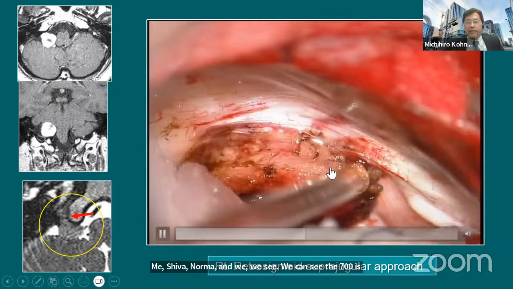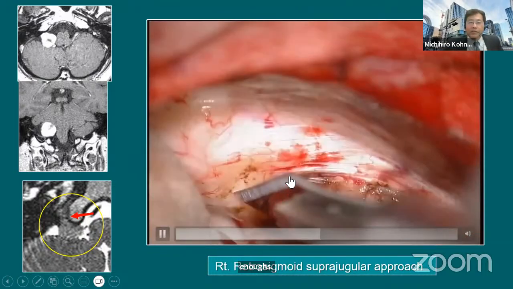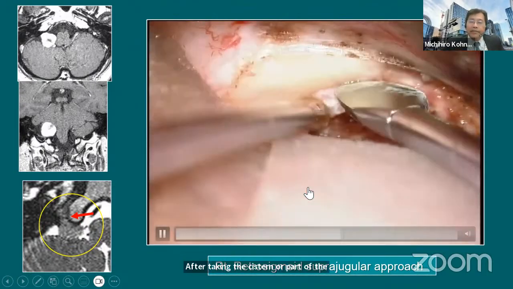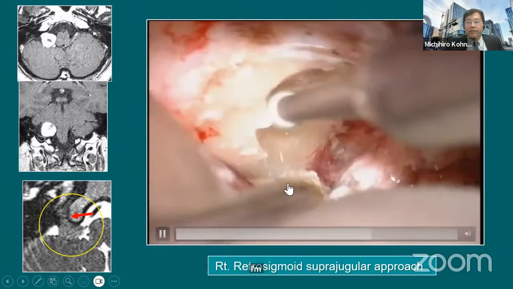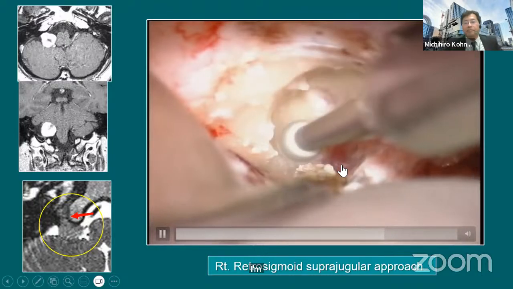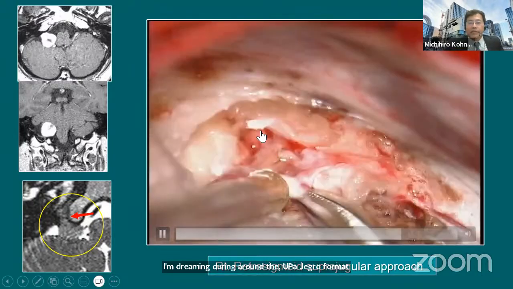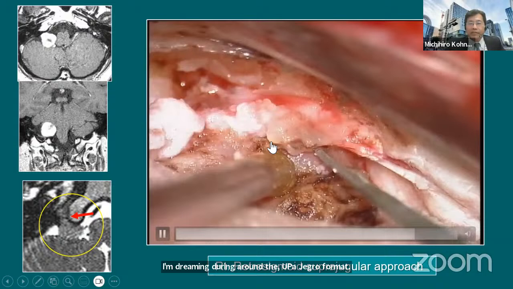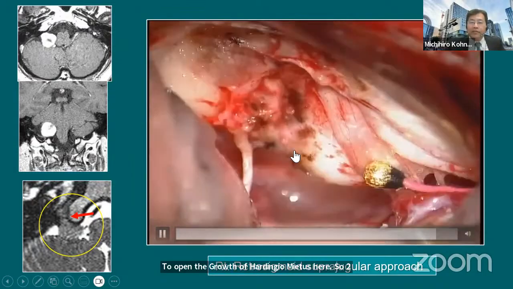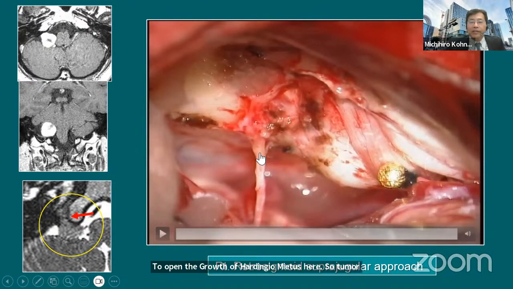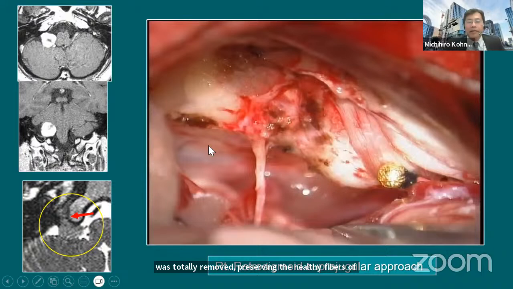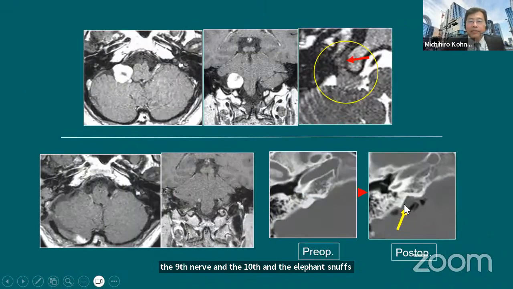After taking the cisternal part of the tumor, I'm drilling around the upper jugular foramen to open the glossopharyngeal meatus here. So the tumor was totally removed, preserving the healthy fibers of the 9th nerve and the 10th and 11th nerve. We can see the drilled area here.